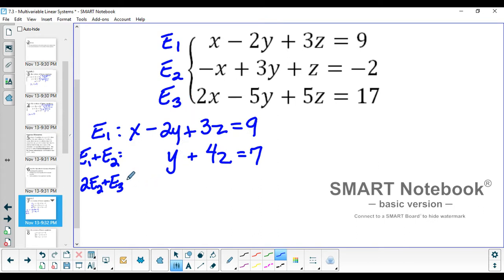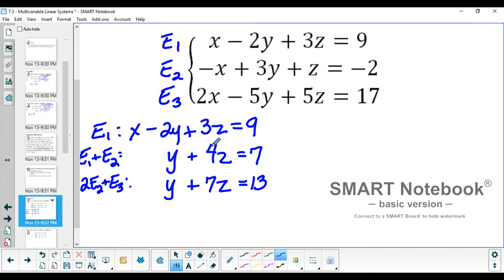So if I do 2 times equation 2 plus equation 3, that gives me negative 2x plus 2x, which gives me the 0 that I want. This will give me 6y plus negative 5y, which will just be 1y. This would be 2z plus 5z, which would be 7z. And this would be negative 4 plus 17, which would be 13. So we're good here.